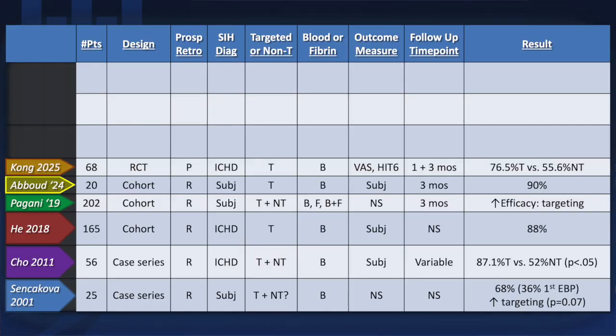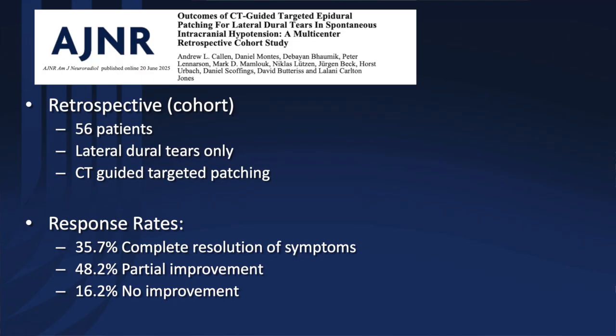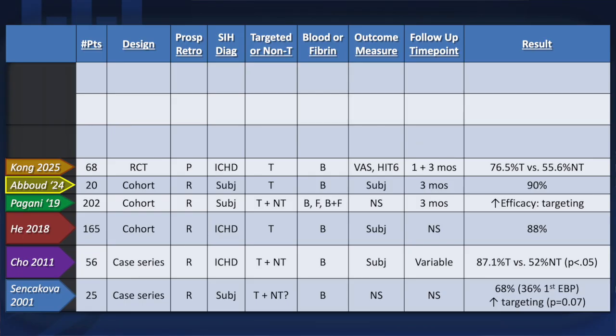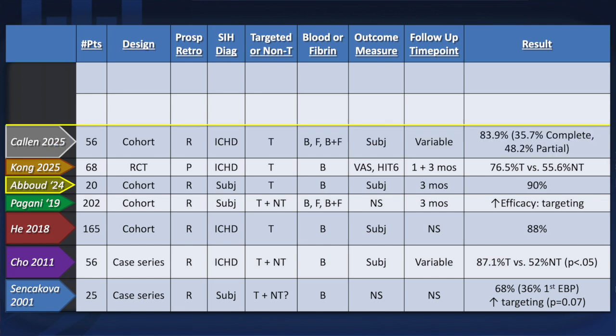Okay, and then our next one that we're going to fill in here is Dr. Callan and Lal and this great team, many of whom are in the room. There's 56 patients. These are the lateral tears. They did CT-guided targeted patching, right? And response rates, 37% complete response, 48% partial response, and 16% no improvement. And so I'm giving the targeted side, so I'm going to add those numbers together and say this was an 83% response rate to targeted patching, right? So there's some advocacy here, I think, for the targeted patching working.